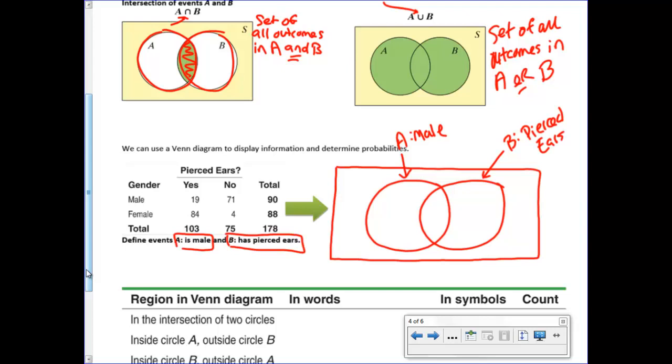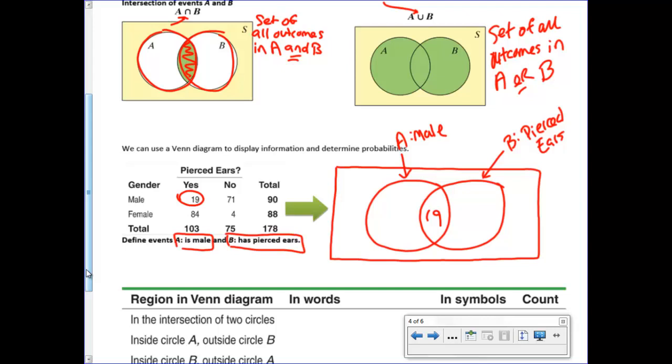I don't know what you guys are going to like best, but I like to start in the middle and kind of work out from there, because the middle is the overlap. The overlap of the male and the pierced ears are males with pierced ears, which is what's in the middle here. So I look at my chart, and the overlap of those two, I have 19 that's in common between both, and I put that in the center, because that just kind of helps me keep things straight.